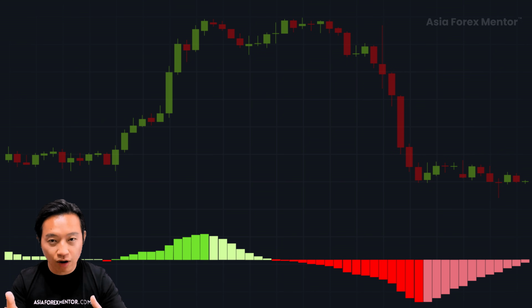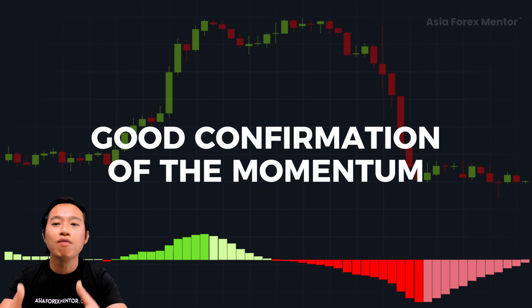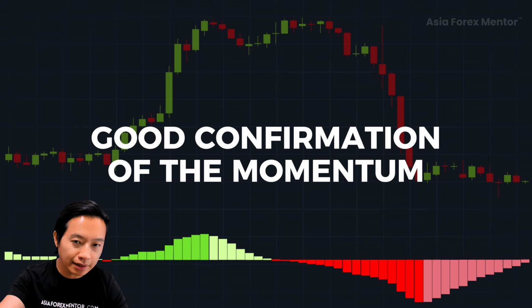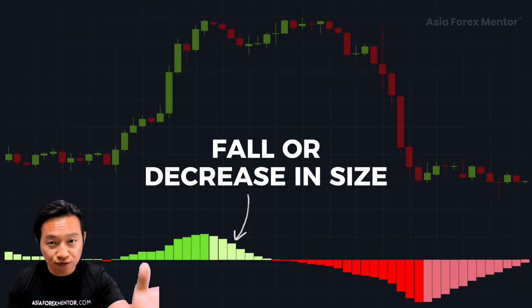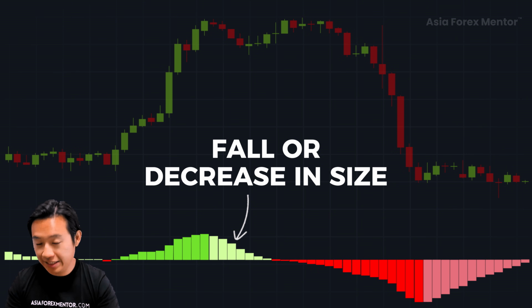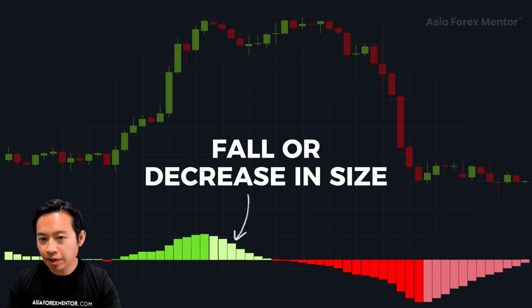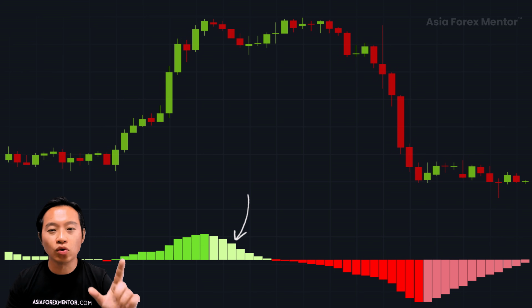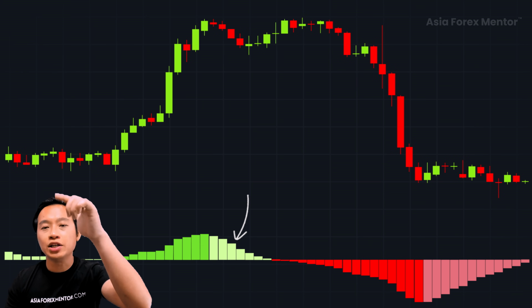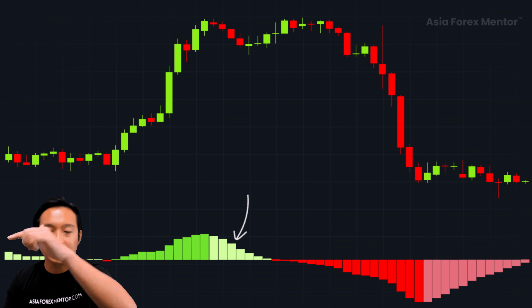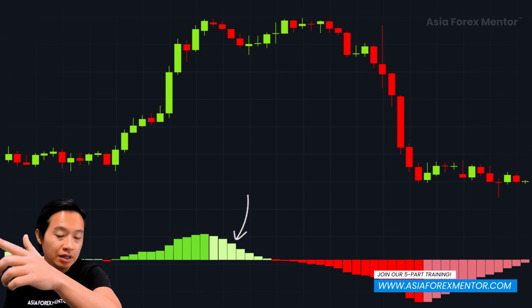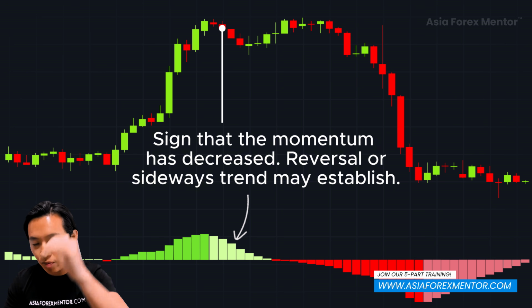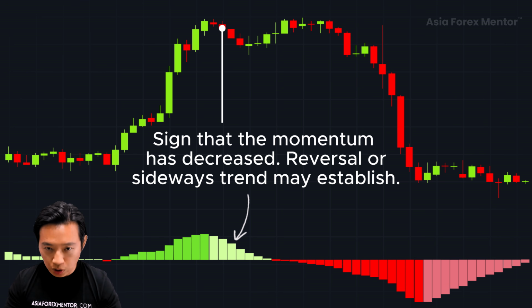Using the histogram itself, as of now, is a good confirmation of the momentum in the market. Okay? So now, when the histogram starts to fall or decrease in size, depending on your trading system, it tells you that the momentum is slowing down. The market cannot be constantly going up. The market will slow down, will go sideways before going up, will retrace a little bit before going back up again. But this tells you that the momentum is slowing.